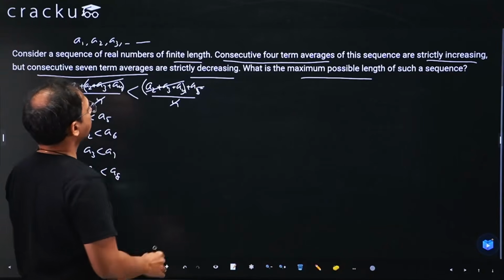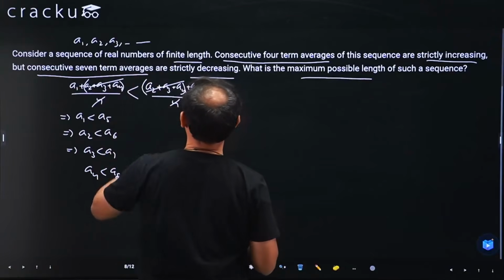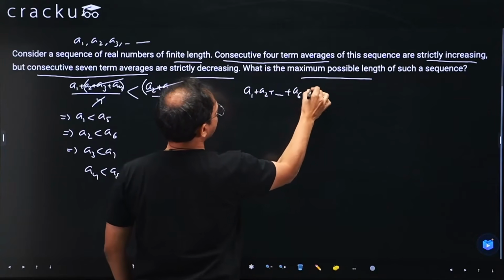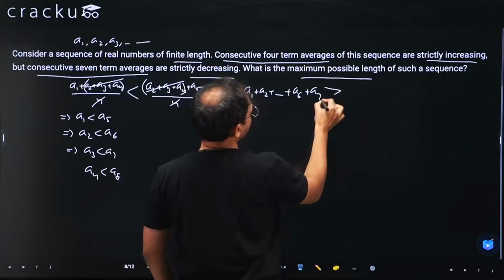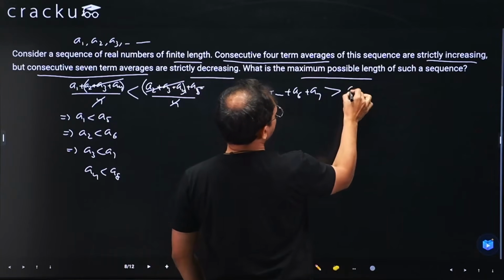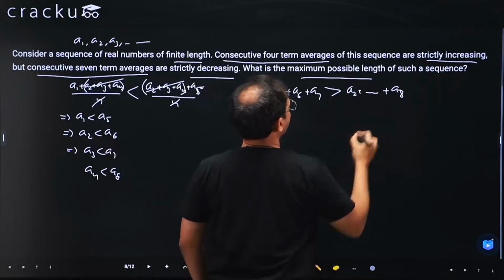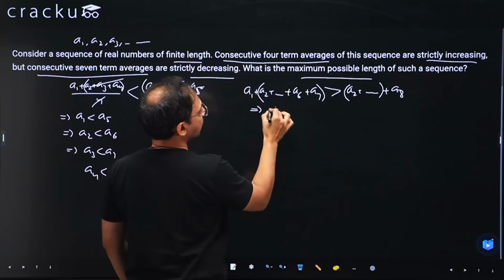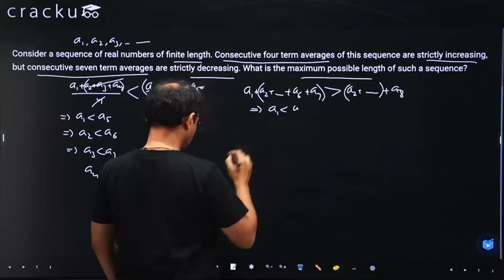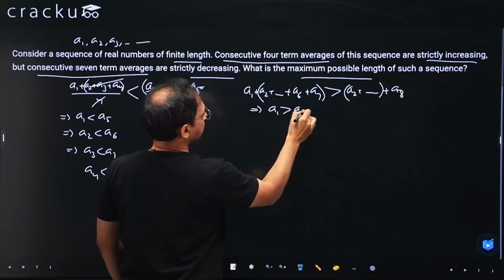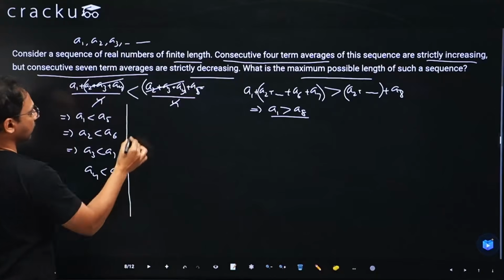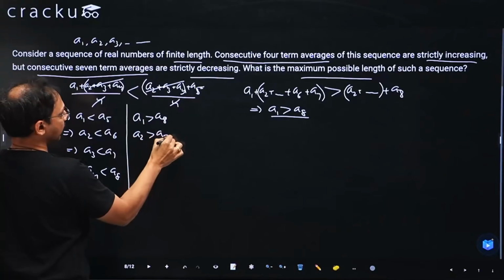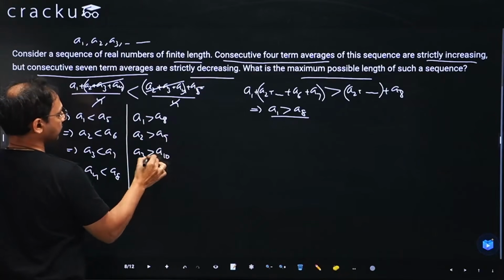Now let's go to the next part: consecutive 7-term averages. Let us take the sum of the first 7 terms. This is strictly decreasing, so it will be greater than the next average. Cancelling the division by 7, A2 and so on till A8, A2 to A7 will get cancelled and we get A1 greater than A8. So along with this sequence, I have A1 greater than A8. Next step, A2 greater than A9, A3 greater than A10 and so on.